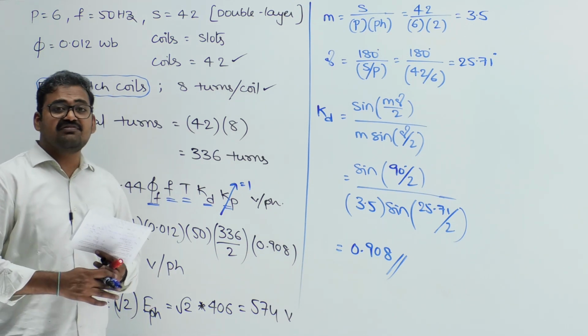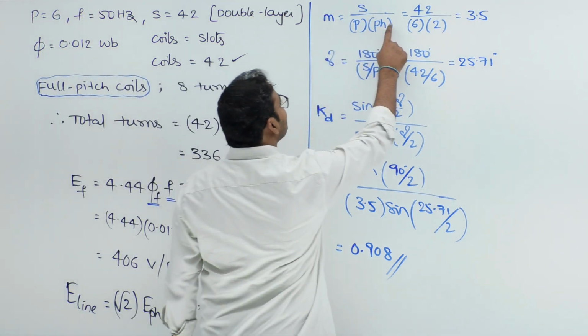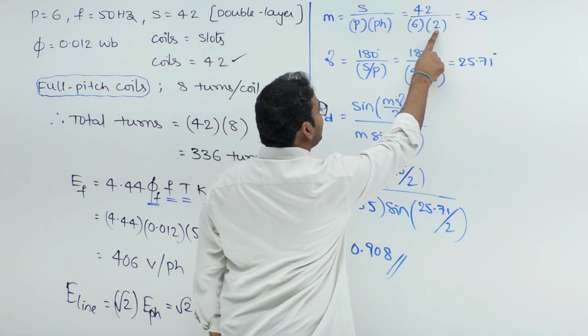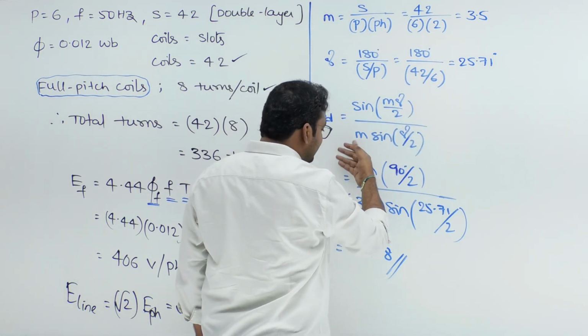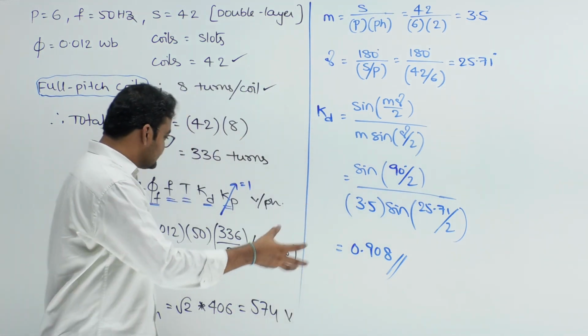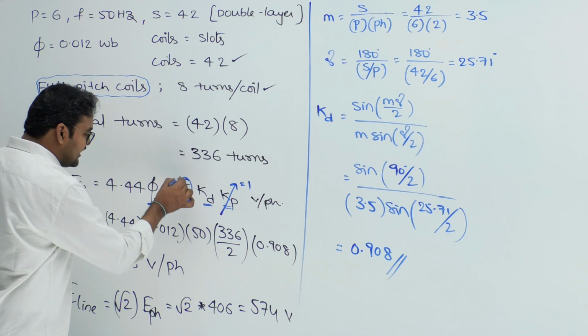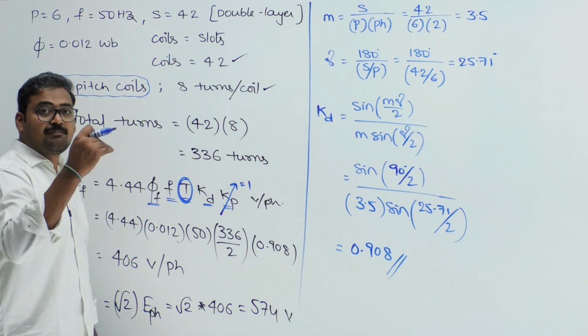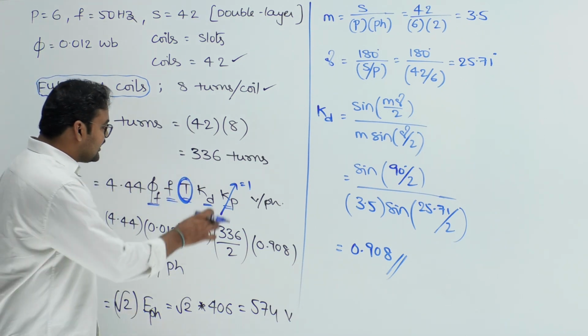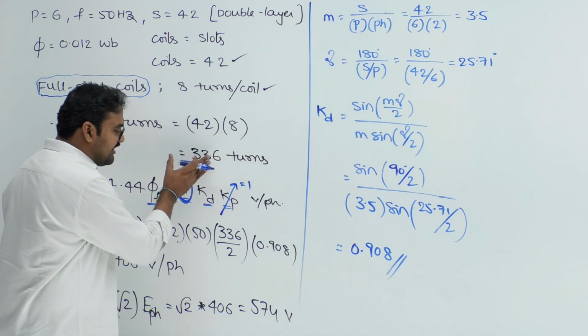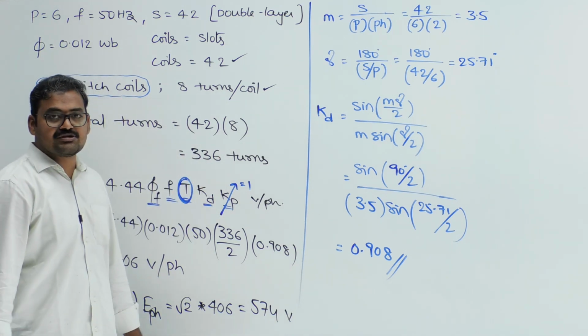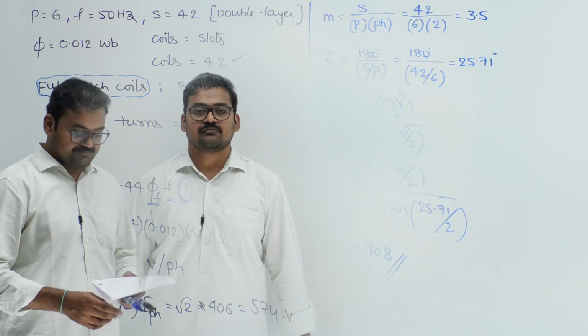Suppose it is a single phase machine, again the M value will change, only single phase 1 you have to use, and you will get another different distribution factor. Use that distribution factor here, and don't forget that T always indicates the number of turns per phase. Total 336 turns are there. Per phase how many turns will exist is the question. Alright, let us try to solve one more question.